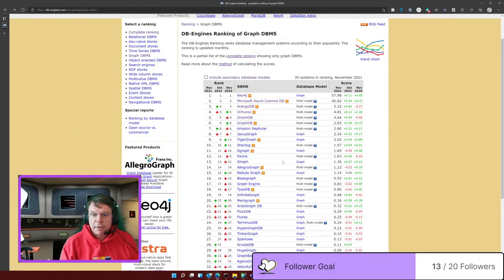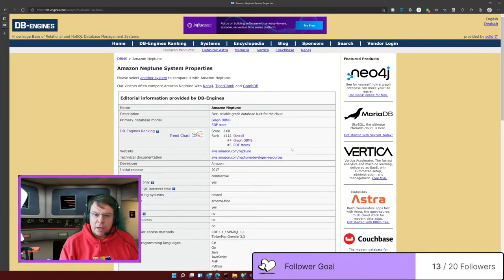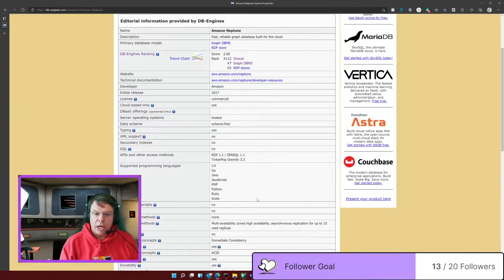Neptune. This is Neptune. Come on. There we go. Neptune is Amazon's. It's really Amazon's base. This is also RDF. I knew that coming in. It's only cloud-based as well. Variety of languages. Good standards right there.